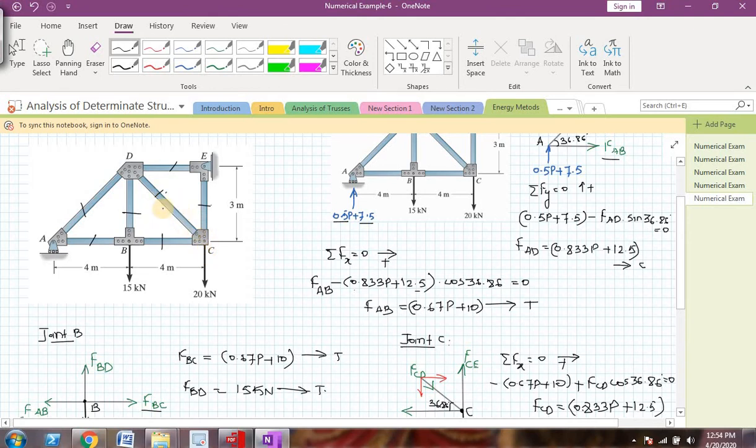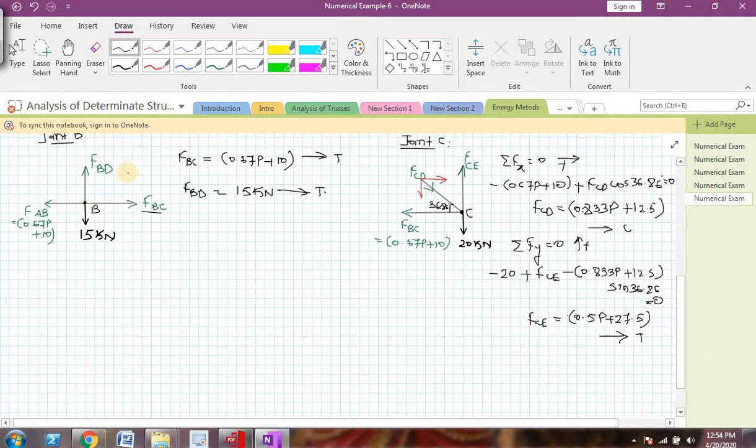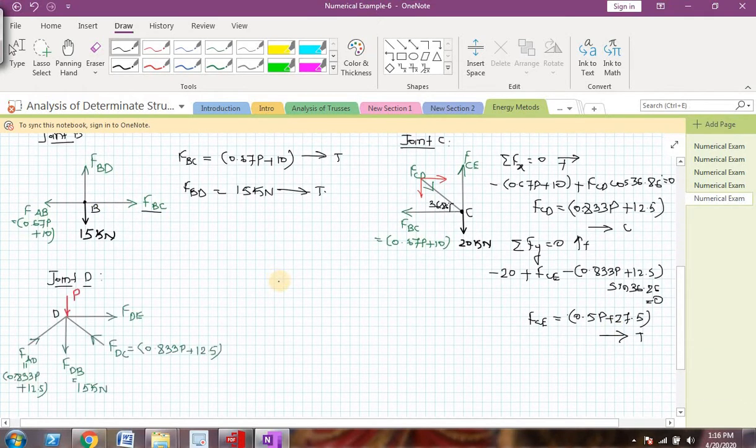At C we have calculated this and this. The only left out will be at D. Let me go to joint D now and draw the free body diagram. Okay, I have drawn the free body diagram of joint D. Now by inspection, if you try to see these inclined forces, both the forces are having the same values. If I try to find the horizontal components of these two forces, these are like this. So I can say that these two will cancel with each other.